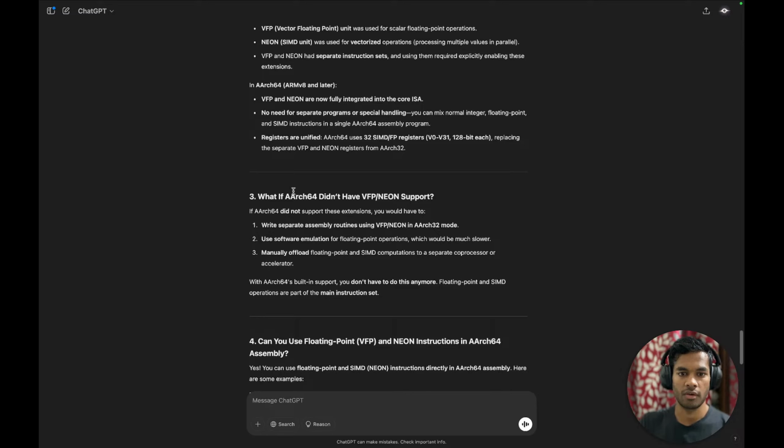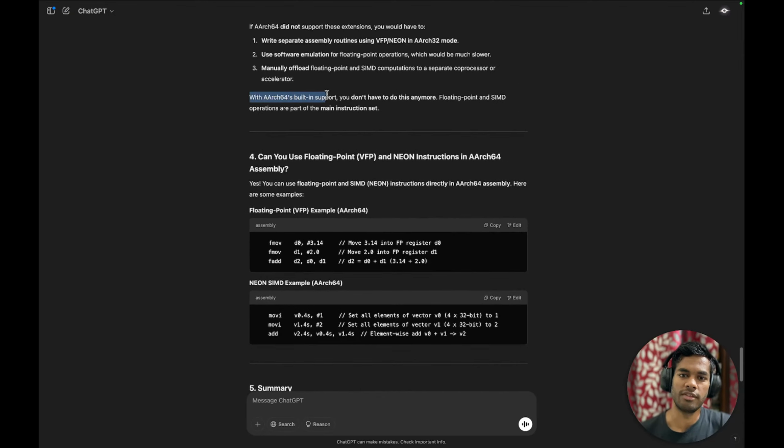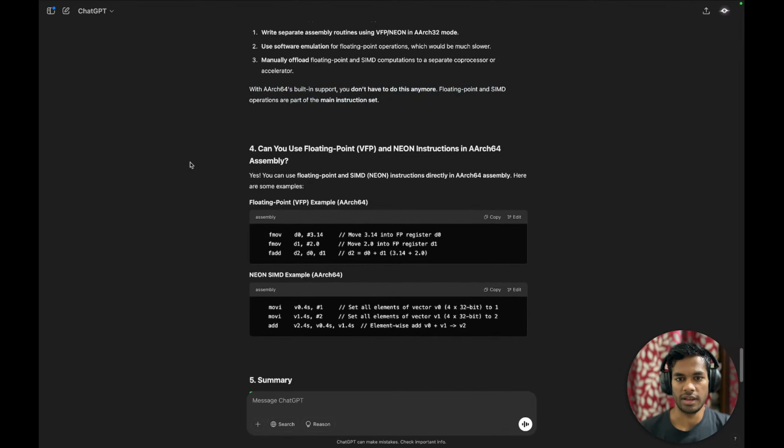What if AArch64 didn't have VFP and Neon support? If AArch64 didn't support these instructions, you would have to write separate assembly routines using VFP and Neon in AArch32 mode, use software emulators for floating point operations, which would be much slower, or manually offload floating point and SIMD computation to separate coprocessors or accelerators. With AArch64 built-in support, you don't have to do this anymore. Floating point and SIMD operations are part of the main instruction set.